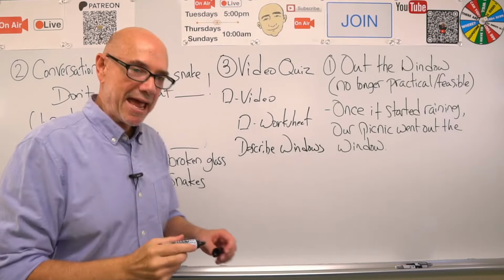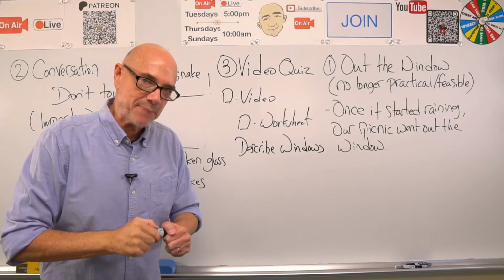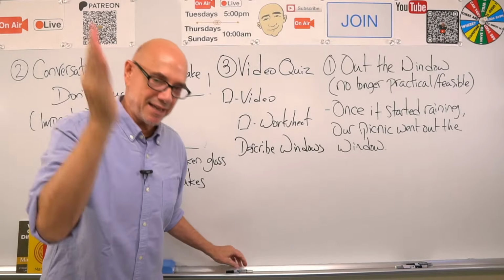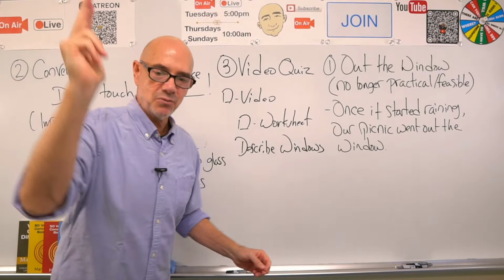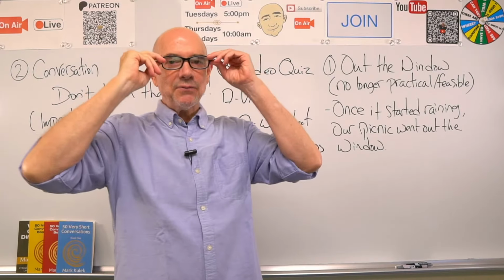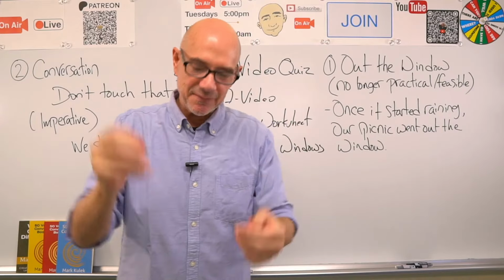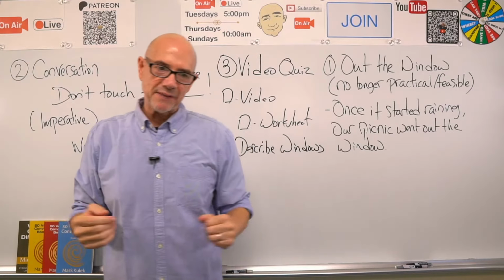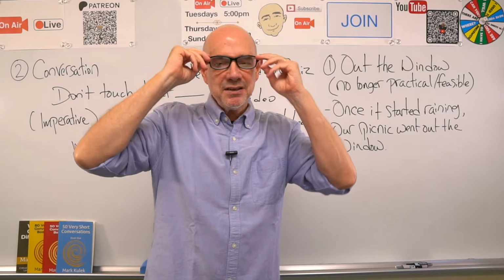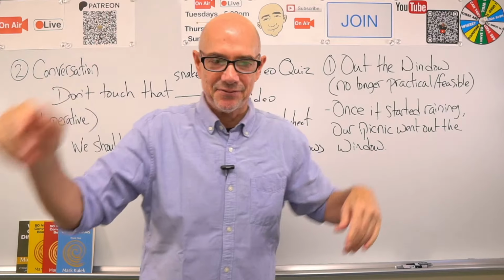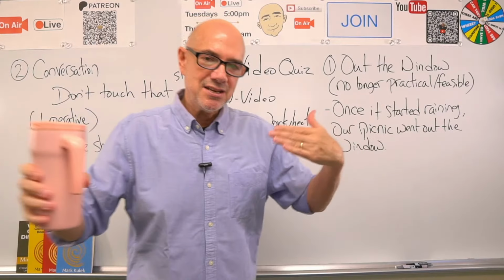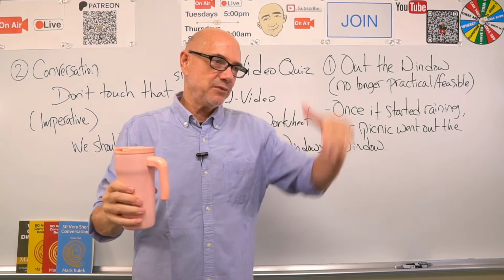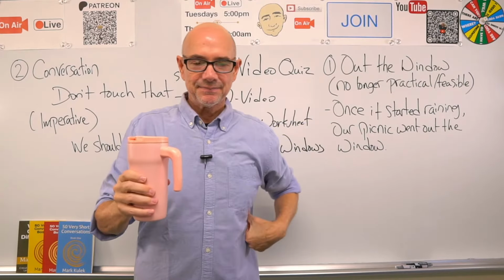Last week we described pens. Today we're going to describe windows. We all have windows. Just like last week, everyone uses pens. Well, everyone has windows. I hope you have a window. If you don't have a window, then you're living in a cave. So we need windows to let the light in. We need windows to see outside.